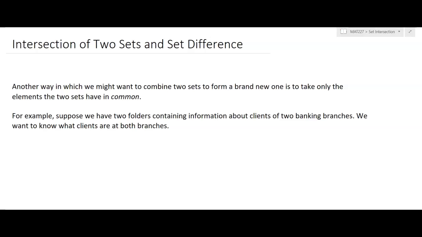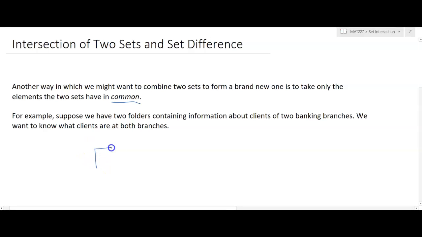So imagine that instead of taking all the elements from one set and the elements from the other set and combining them into one brand new set, suppose we only want to take the elements the two sets have in common. So only take the elements that basically are in the intersection of the two sets when we look at the Venn diagram. So for example, suppose we have two folders containing information about clients of two banking branches. We want to know what clients are at both branches.